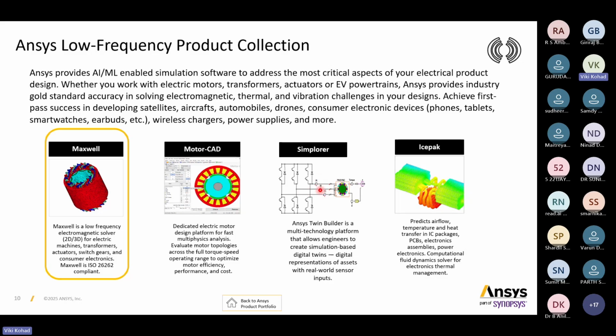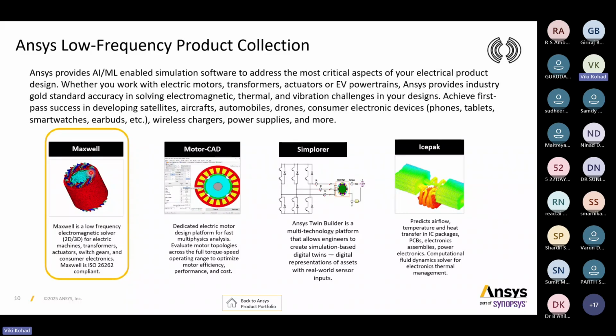Then the Simplorer part is there. Simplorer is basically the Twin Builder, which has the capability to do system simulations or circuit level simulation. Then the iSpec is there for the thermal part, like Maxwell taking care of the electromagnetic part.